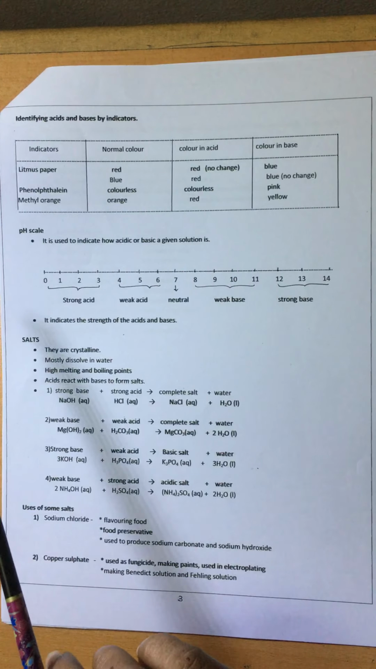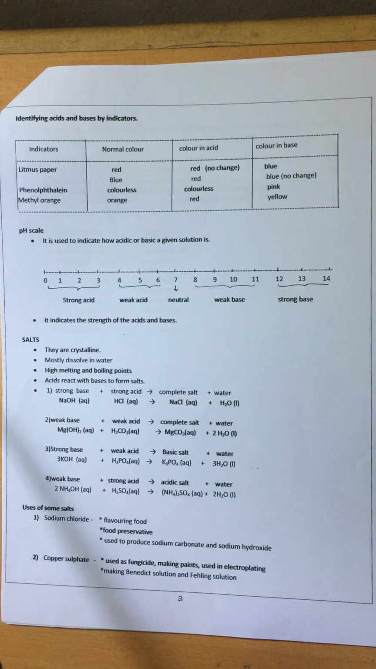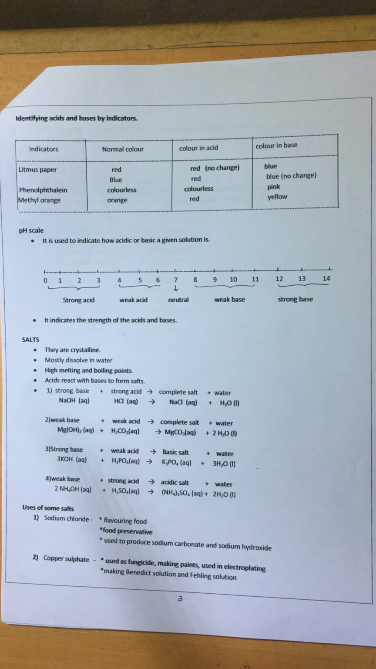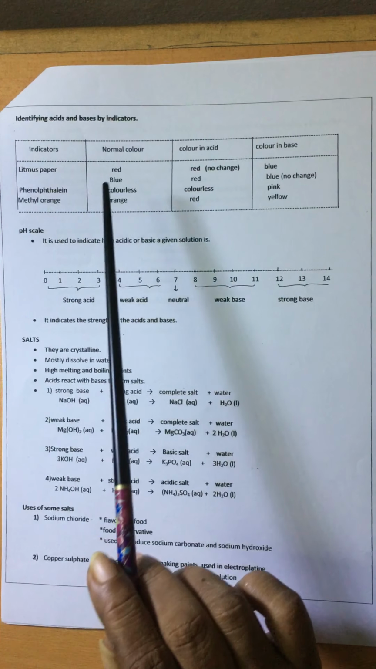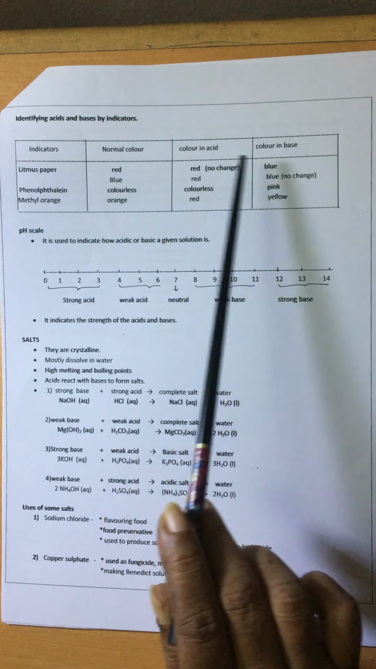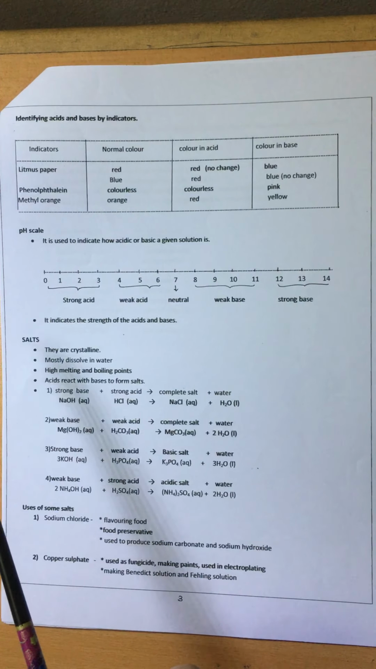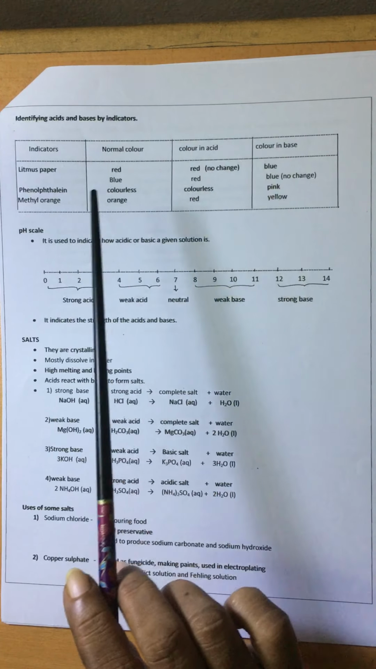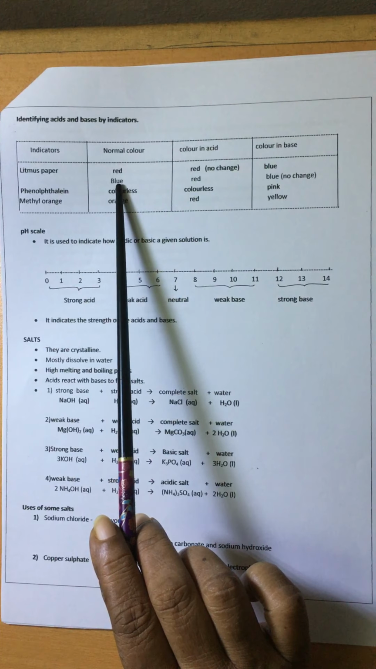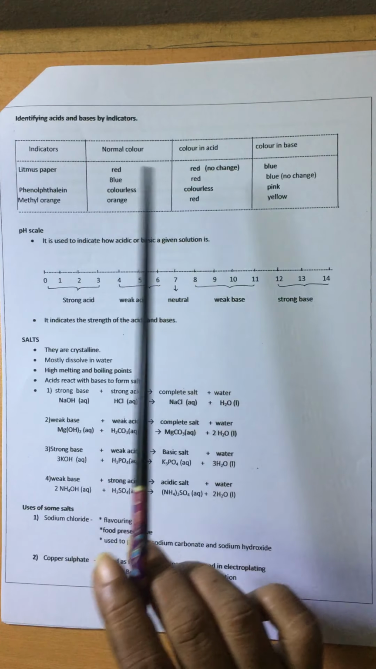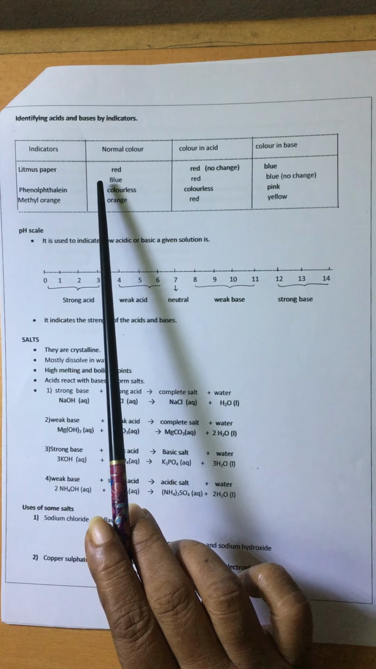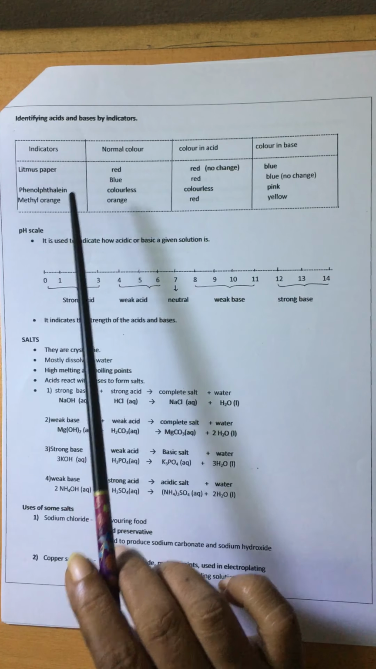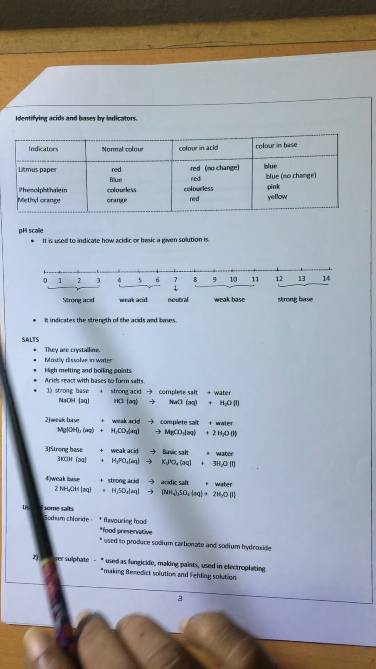So normally there are some indicators we use in the laboratory. First one, litmus paper. So you know the litmus paper has two types, red litmus and the blue litmus papers. So always the red litmus turns blue in base. That means the base turns red litmus into blue. The same way the blue litmus turns red in acids. When you put blue litmus in acidic solution, it turns red.